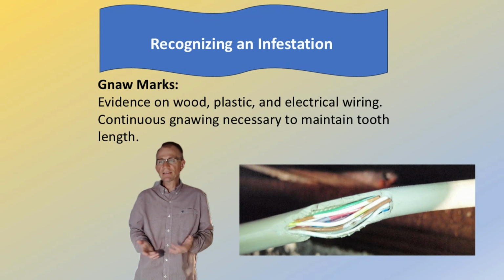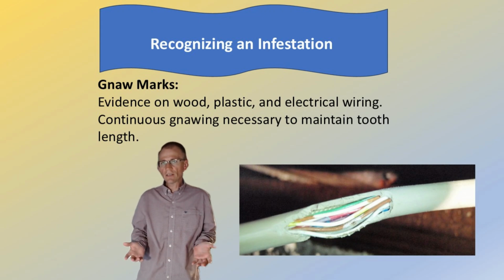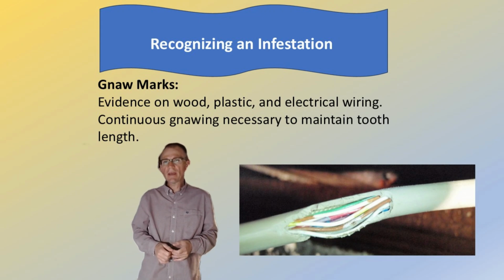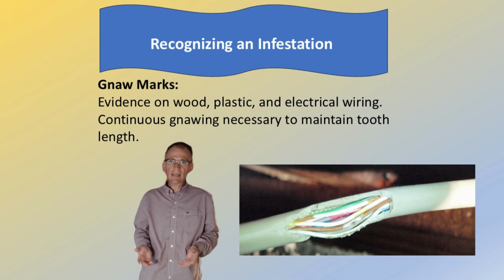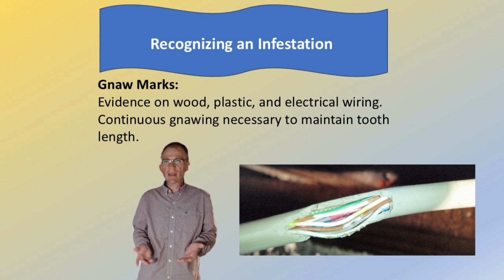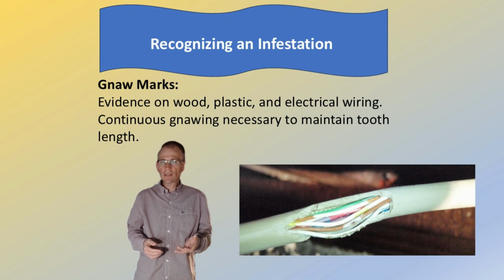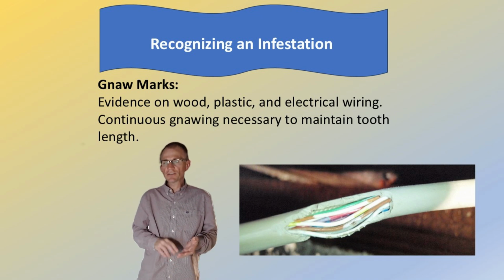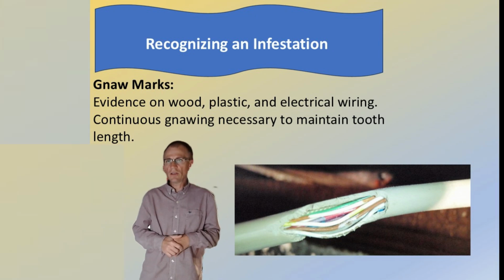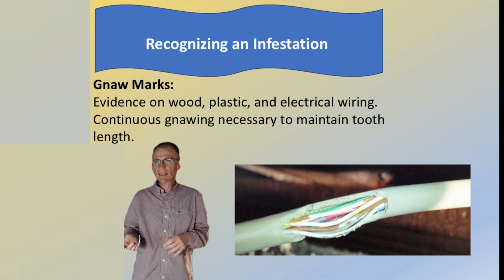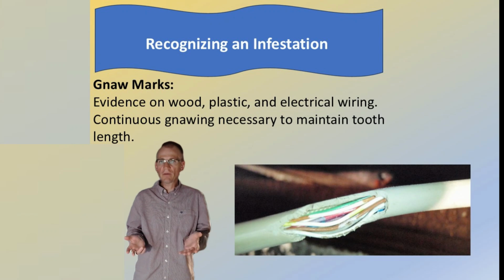Further, in recognizing an infestation, we need to look for gnaw marks. This could be evidence on wood, plastic, and electrical wiring. Continuous gnawing is necessary to maintain tooth length. So basically, when we're dealing with any type of rodents, whether it's the house mouse, the roof rat, or Norway rats, their teeth are always growing, so they're always chewing or gnawing to keep them filed down. You're definitely going to want to look around any wood, any plastic, and even electrical wiring for chewing marks.